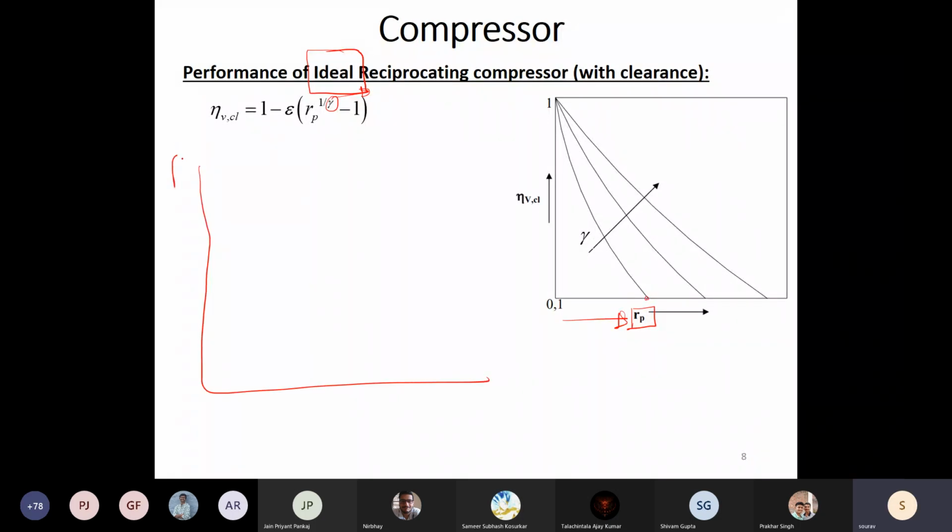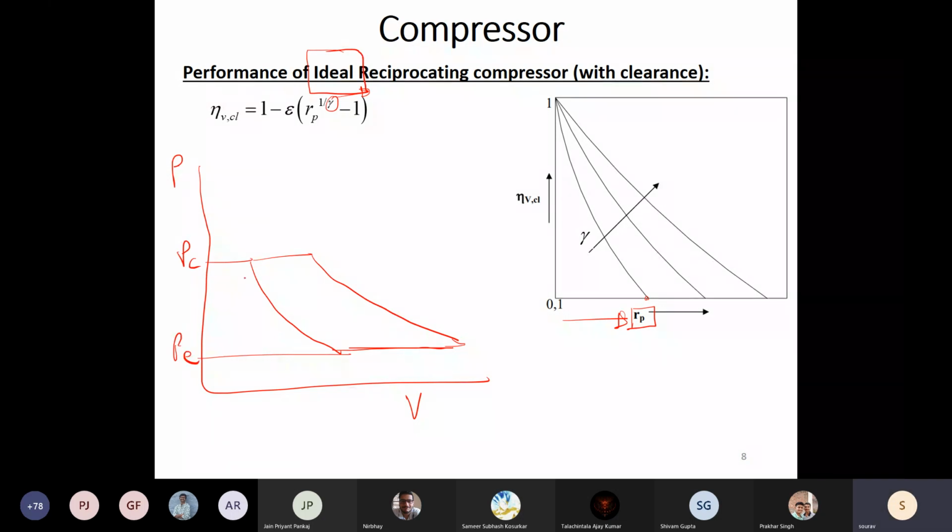Again, if we draw the entire cycle, this is your P condenser, this is your P evaporator. This is your clearance volume. So this is your CDAP, based on the previous slide nomenclature. Now, this Pc over Pe is your pressure ratio.